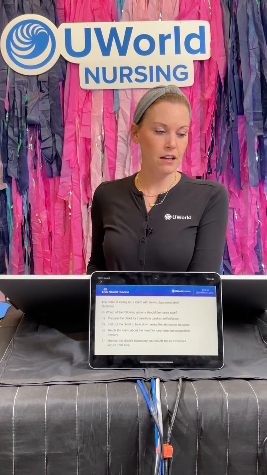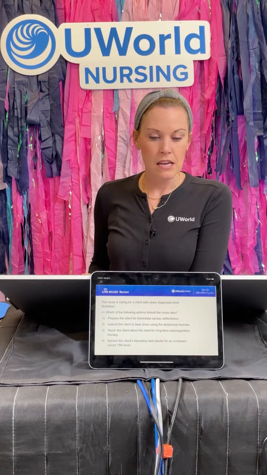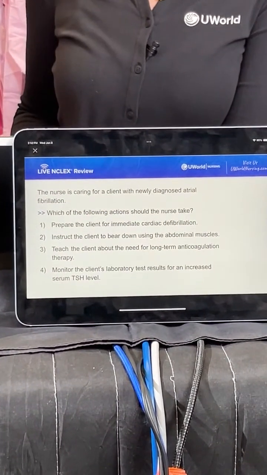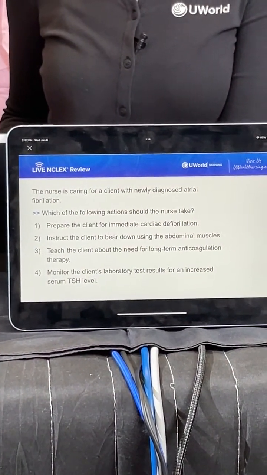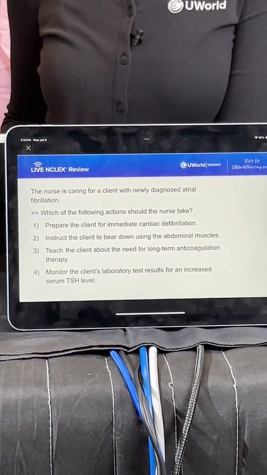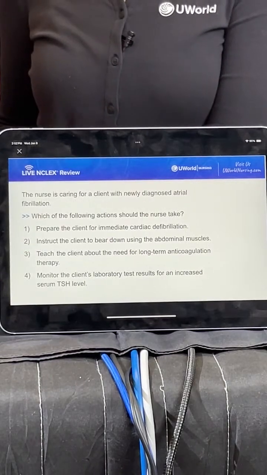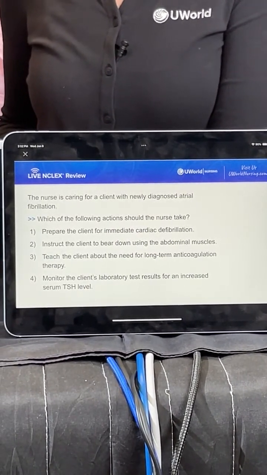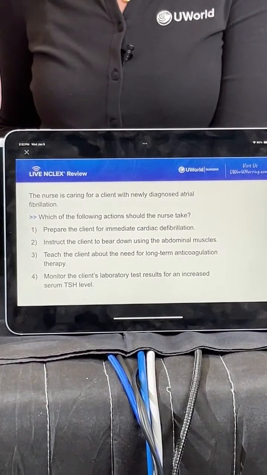All right, moving on. Question 7. The nurse is caring for a client with a newly diagnosed atrial fibrillation. Which of the following actions should the nurse take? Option 1, prepare the client for immediate cardiac defibrillation. Option 2, instruct the client to bear down using the abdominal muscles. Option 3, teach the client about the need for long-term anticoagulation therapy.